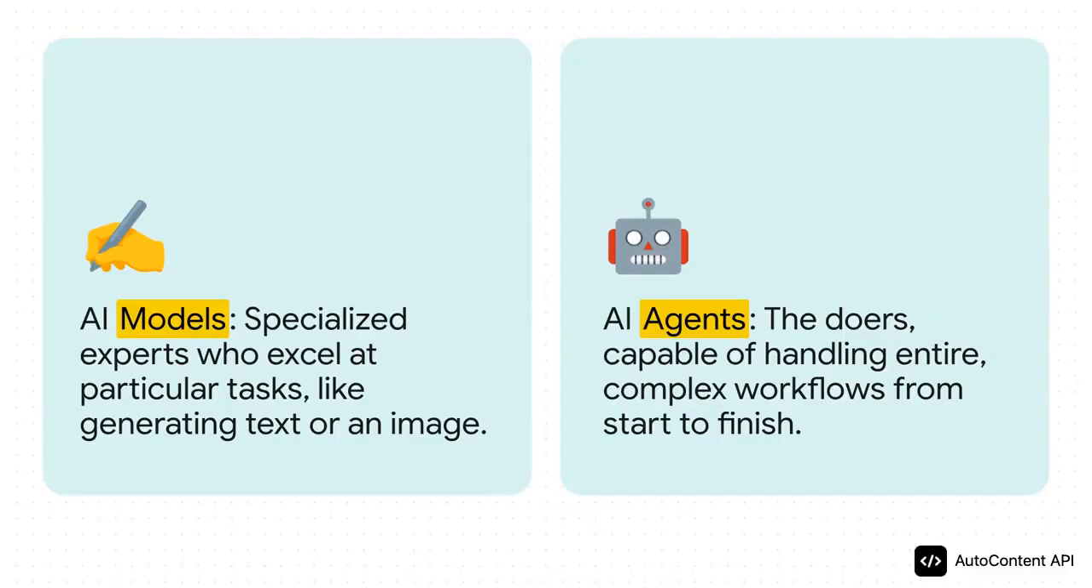Okay, so this is the core idea you've got to get. On one side, you have AI models. Think of them like super specialized experts. They're fantastic at one thing, like writing an email or creating an image from a prompt. But on the other side, you have AI agents. These guys are the doers. They can handle an entire complex project from start to finish. It's really the difference between an AI that can tell you how to build a spreadsheet versus an AI that can actually go get the data, clean it up, and build that spreadsheet for you.